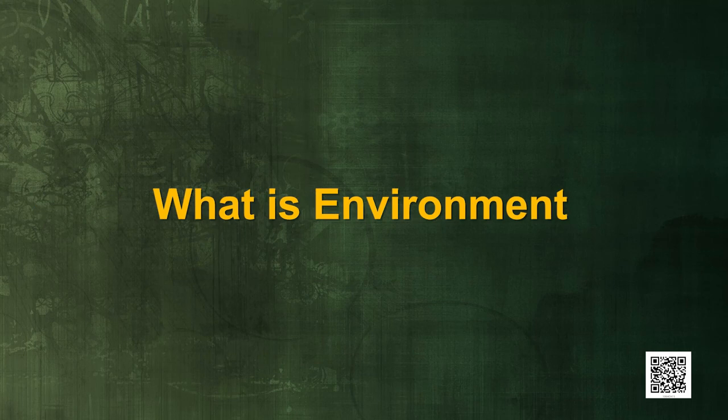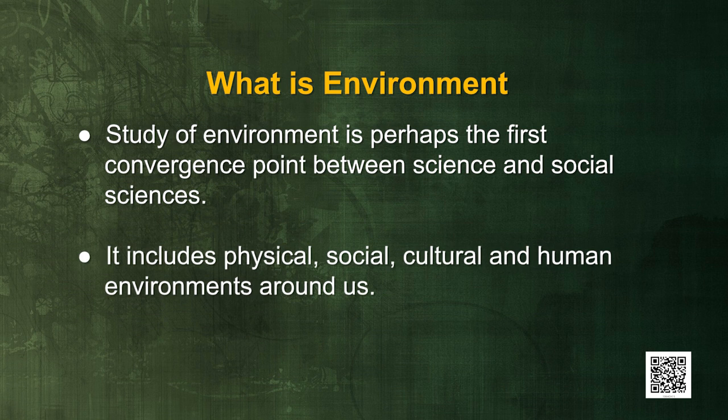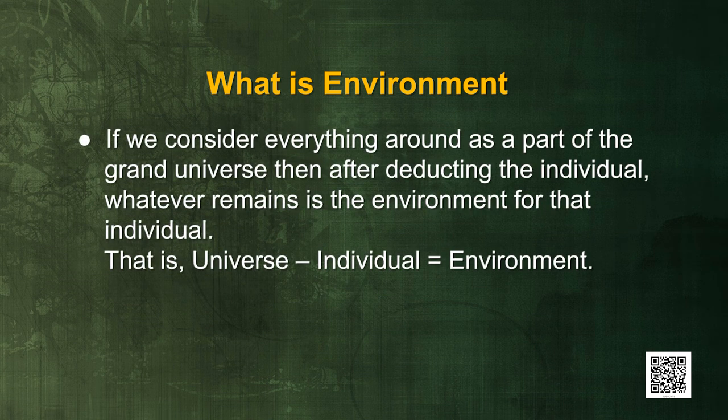We often say that the study of environment is perhaps the first convergence point between science and social sciences. It includes physical, social, cultural, and human environment around us. If we consider everything around us as a part of the grand universe, then after deducting the individual, whatever remains is the environment for that individual. That is, universe minus individual is equal to environment.